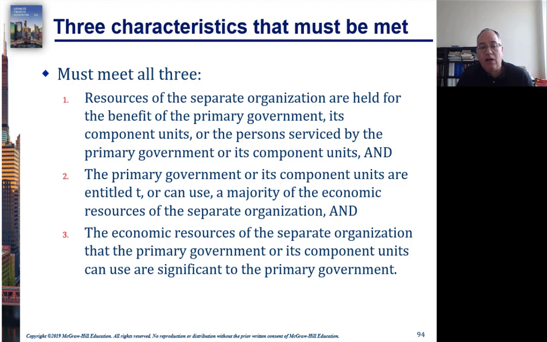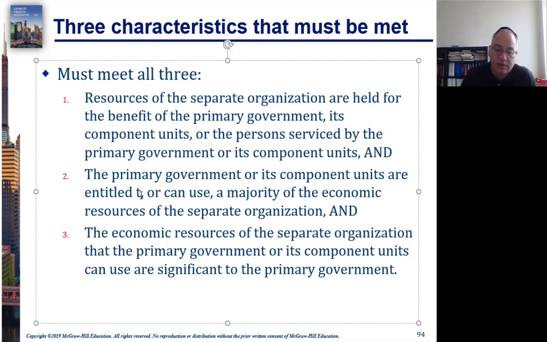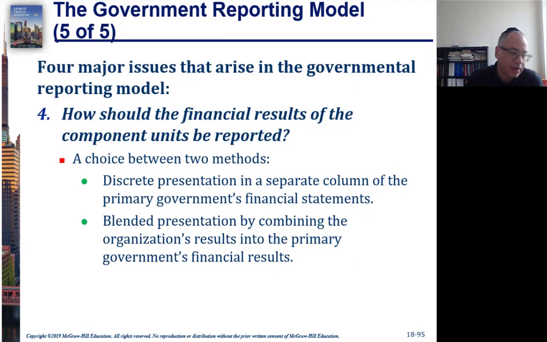So the 3 criteria are that, one, resources of the separate organization are held for the benefit of the primary government, its component units, or the persons served by the primary government or its component units. Two, the primary government or its component units are entitled to or can use a majority of the economic resources of the separate organization. And 3, the economic resources of the separate organization that the primary government and its component units can use are significant to the primary government. So those are the 3 criteria.